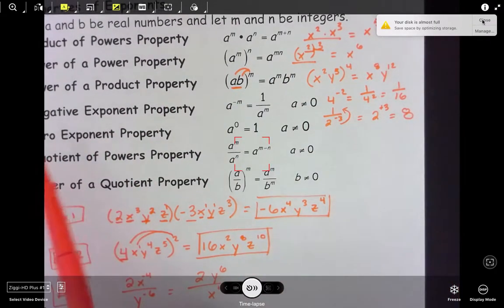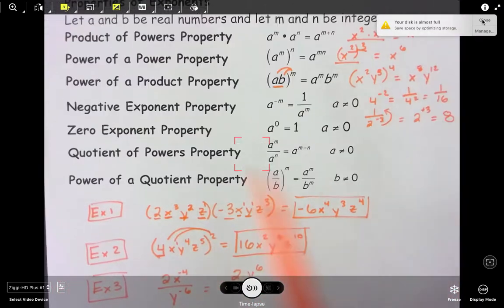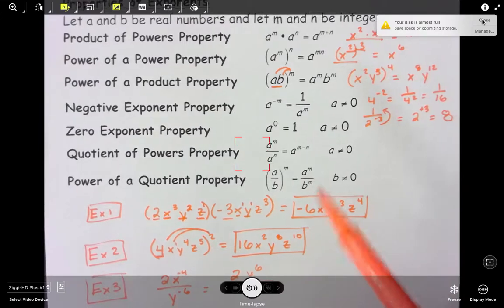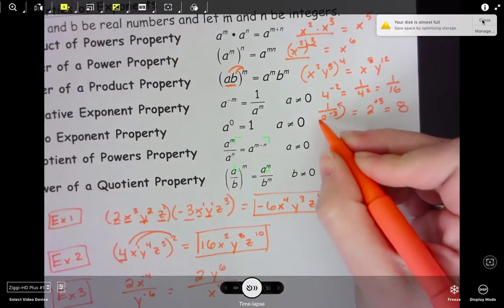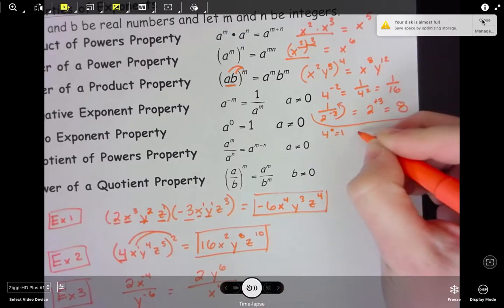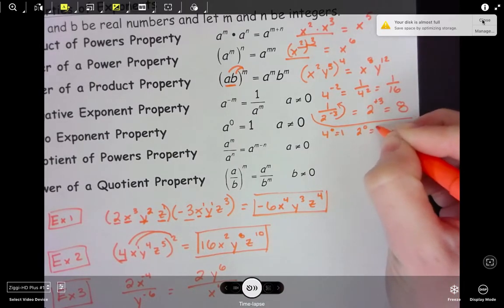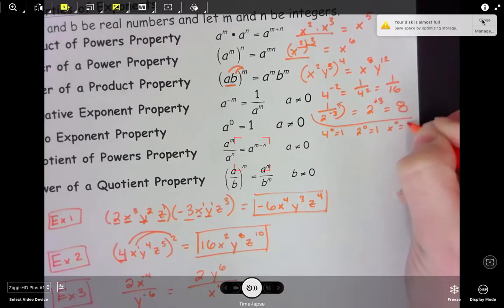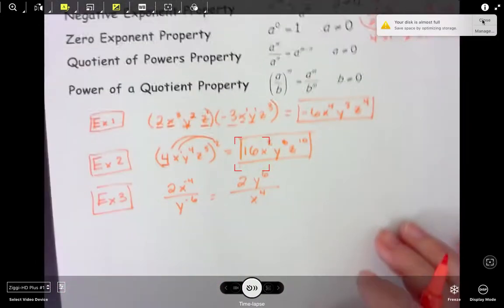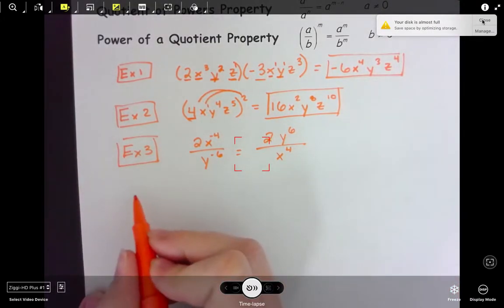Almost done here. The zero exponent property is the third from the bottom. That just means anything to the 0 power is 1. So 4 to the 0 power is 1. 2 to the 0 power is 1. X to the 0 power is 1. Anything to the 0 power is 1. Now, there's an exception to that, and that is negative numbers.